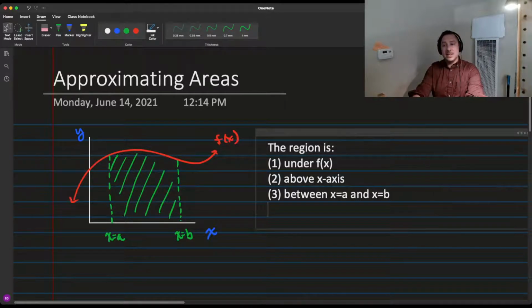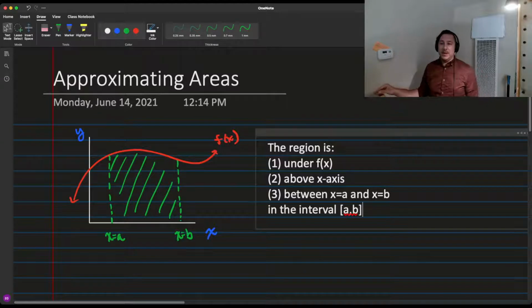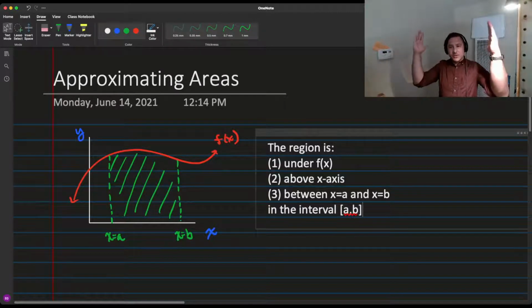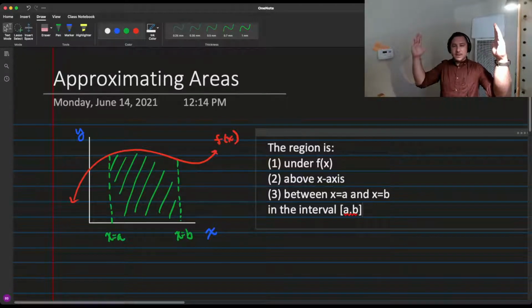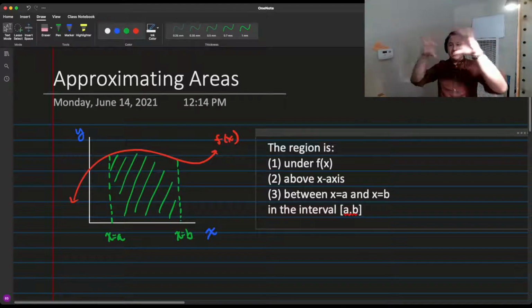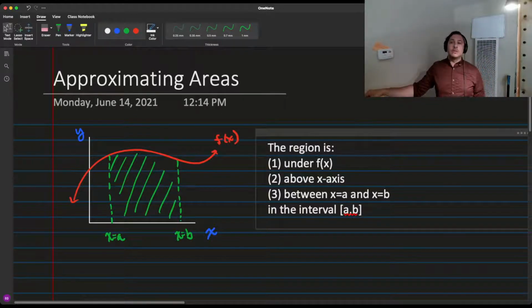Another way that we would say this is that it is in the interval AB, or on the interval AB. So if we talk about being between x equals a and x equals b, you could also describe that as in the interval AB. So you have those vertical lines, x equals a and x equals b, the horizontal line, which is the axis, and then your curved line on top. You want everything meeting those 3 criteria.